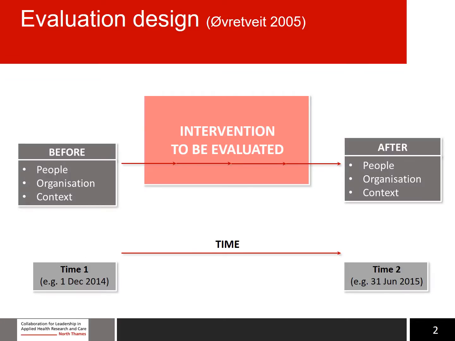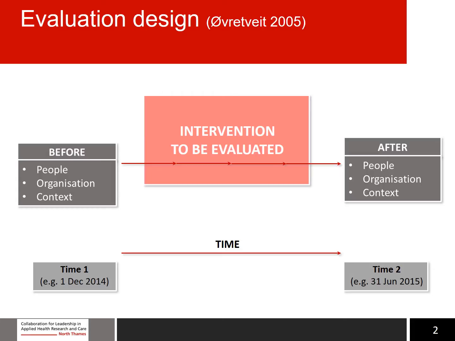Evaluation design refers to the way we approach the evaluation, the things we look at and the points in time that we do this. This diagram can be used to explain the different types of evaluation design. Here, time refers to the time period before to after the intervention has been initiated. The red box represents the intervention to be evaluated, and by now you should know exactly what this involves.